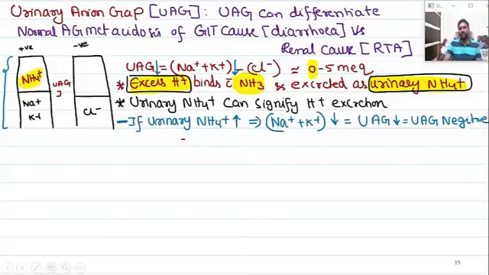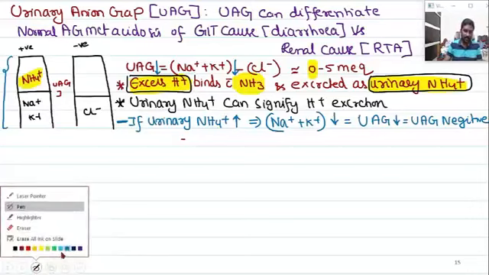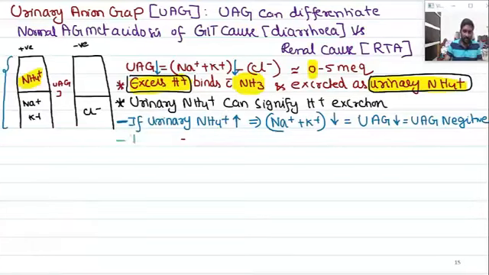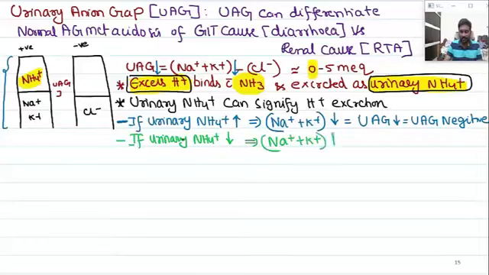It will decrease. So whenever urinary anion gap decreases, it is called urine anion gap negative. Now coming to the second scenario, if because of some disease, urinary NH4 plus is not at all found, it is significantly decreased. So automatically what will happen to Na plus K plus? It will increase. So whenever Na plus K plus increases, urine anion gap increases. So urine anion gap increases.